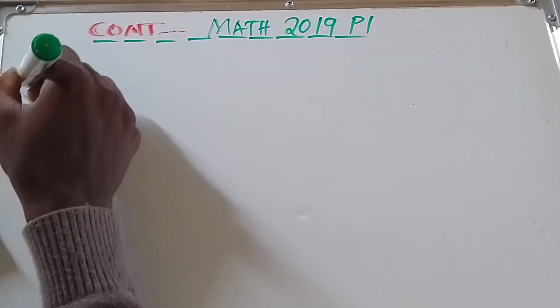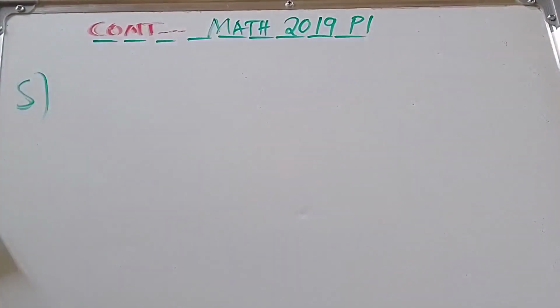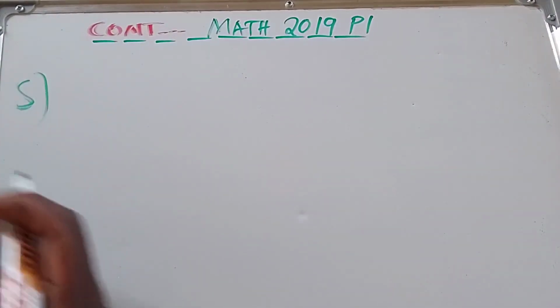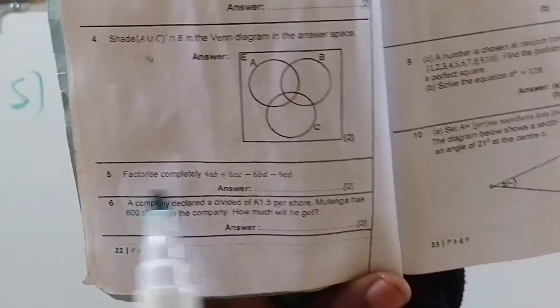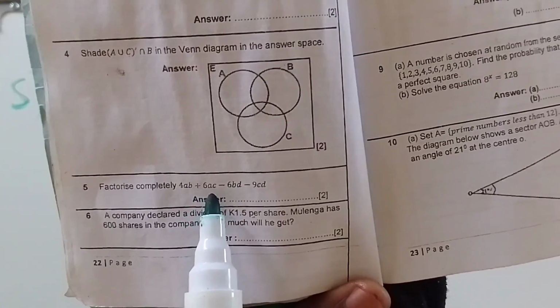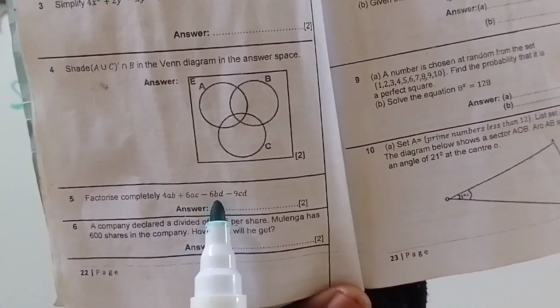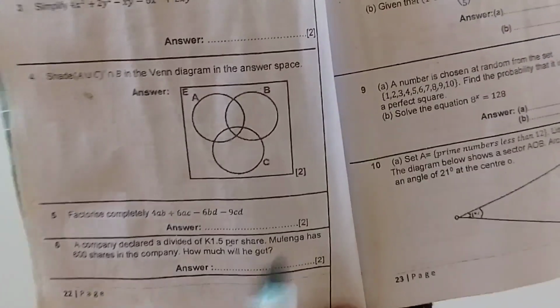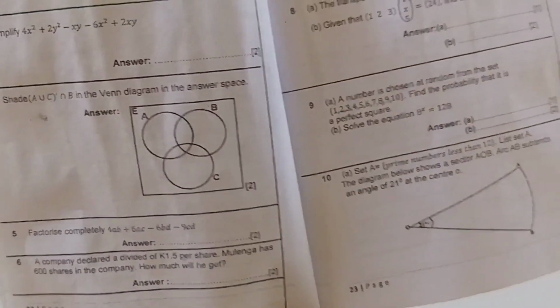Let's go to question 5. This one is very interesting. I want you to actually understand this question. We have been taught to factorize. Let me just show you. This is question 5. Factorize completely 4ab plus 6ac minus 6bd minus 9cd. I hope you have seen it. And they have given us how many marks? 2 marks.